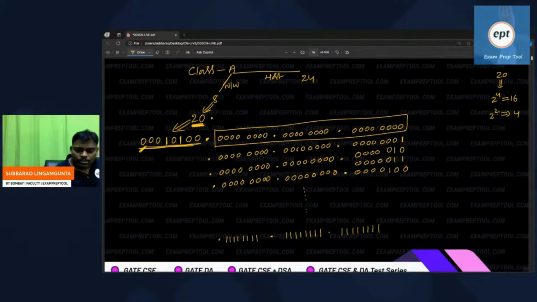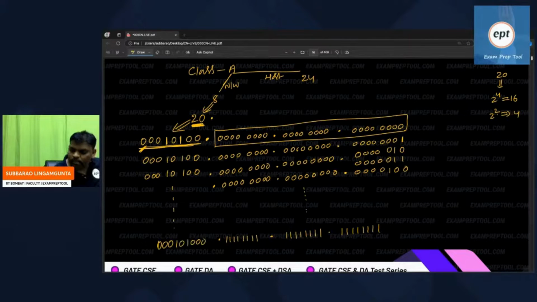But remember, this is 20 only. I want to show you one network contains how many hosts. That is my intention here. One network contains how many hosts. Just I want to show to you.